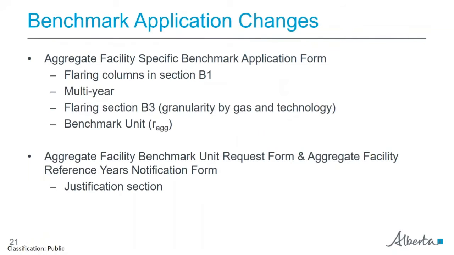So, benchmark application changes. There are some significant changes to the benchmark application form. New columns for flaring are added to section B1. The form can now take multiple years data, and a new section for flaring, namely section B3, has been added to collect emissions data by gas and flaring technology. Last but not least, the benchmark unit assessment tab has been simplified to focus on correlation coefficients. I'll elaborate on this soon with a screenshot after a few slides.